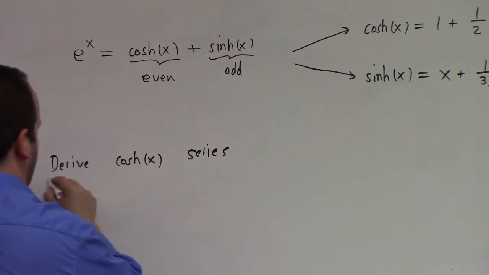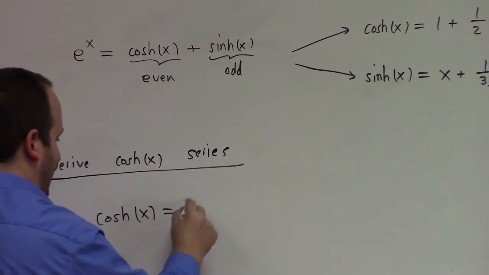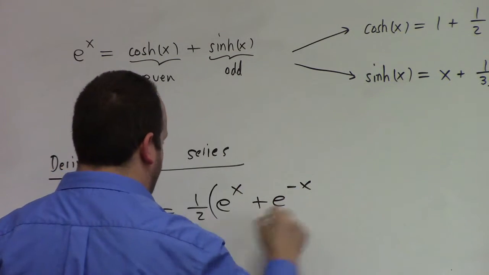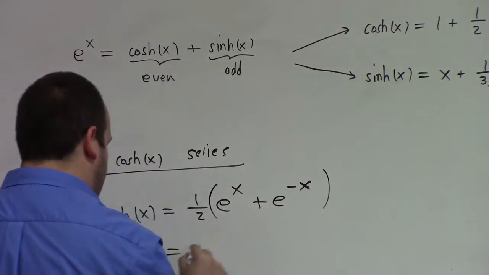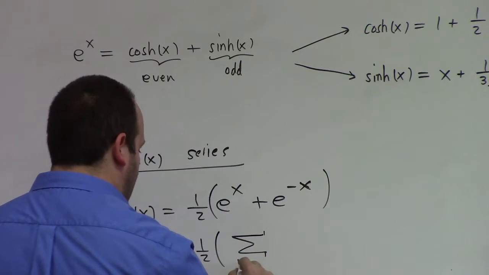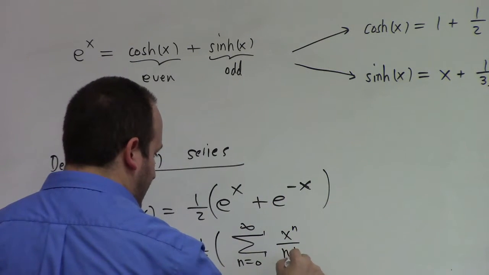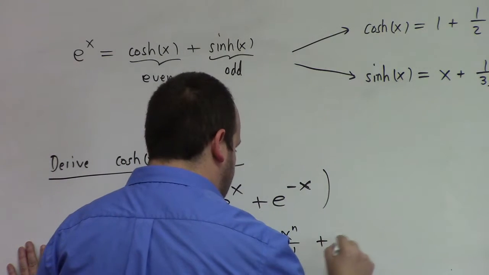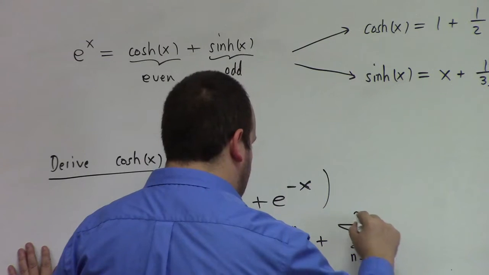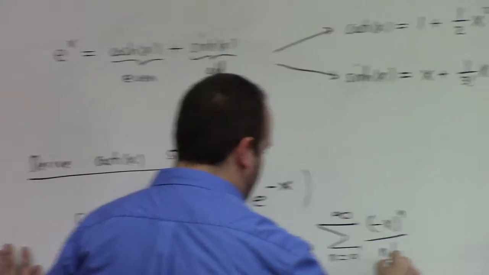I'll show you the cosh x series in a sort of interesting way. Cosh x is what? It's 1/2 times e to the x plus e to the minus x, right? So that's 1/2, and we got what? We got the sum n equals 0 to infinity, x to the power n over n factorial, and then plus the sum n equals 0 to infinity, minus x to the power n over n factorial.